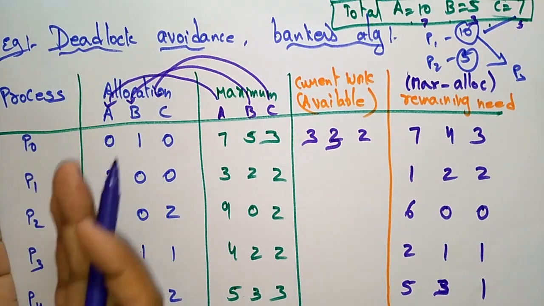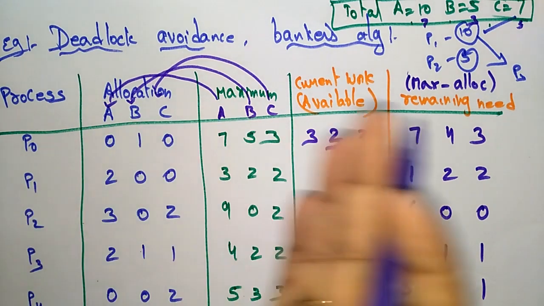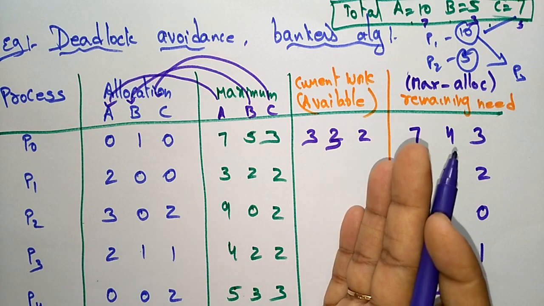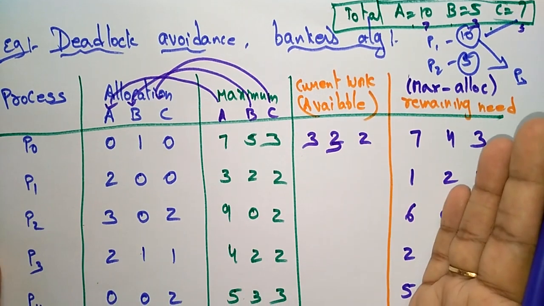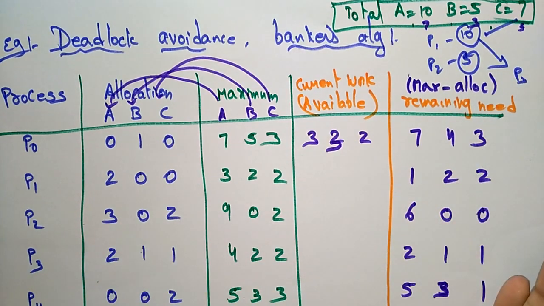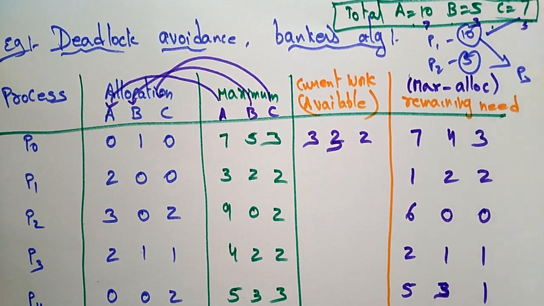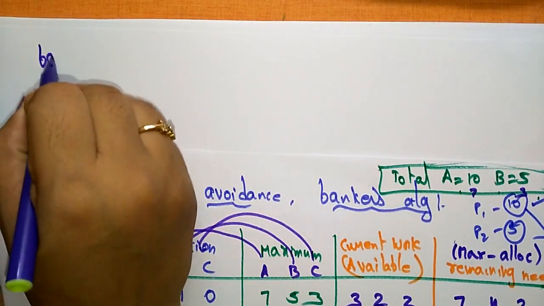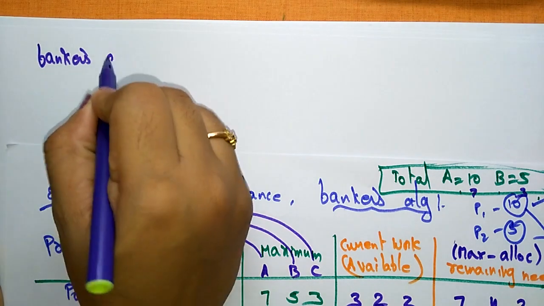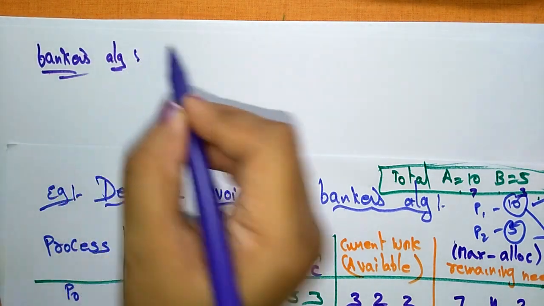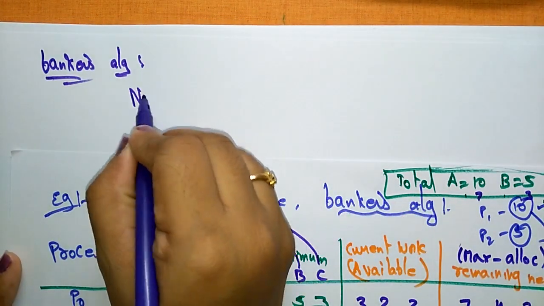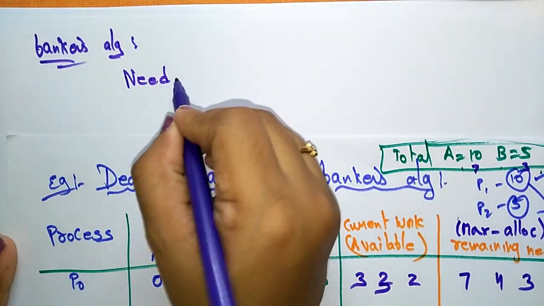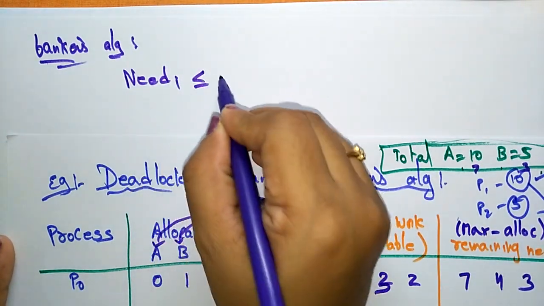If you arrange all the processes in a safe state to use the maximum of the resources provided, by using the resources and completing the work, which process will come in a safe state first, that we have to calculate. That can be calculated by using an algorithm, that is the Banker's algorithm. The Banker's algorithm has the formula like need i is less than or equal to work.